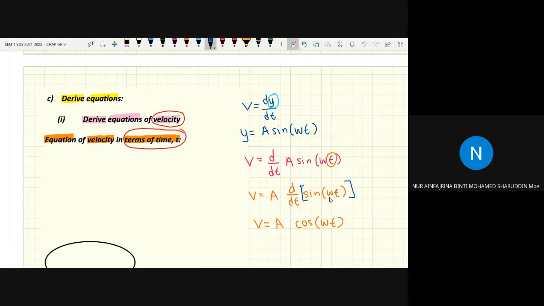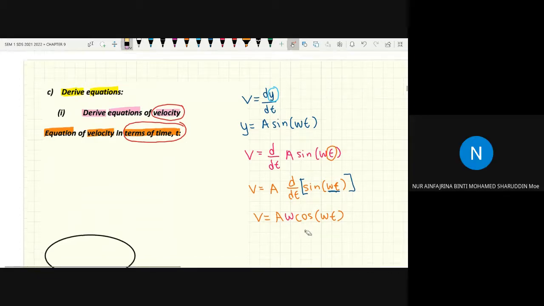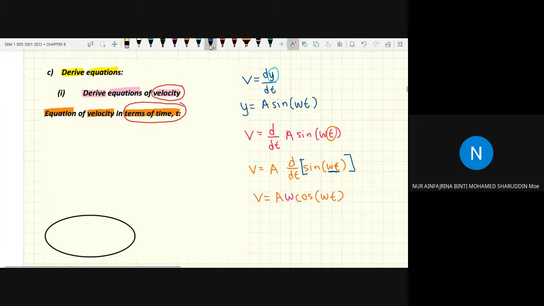But now, if you differentiate omega t with respect to time, what do you get? Omega. Can? So this is the answer: v equals A omega cos omega t. So v equals A omega cos omega t. This is very important.